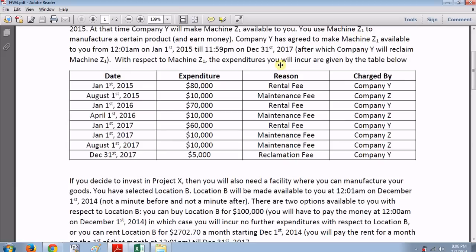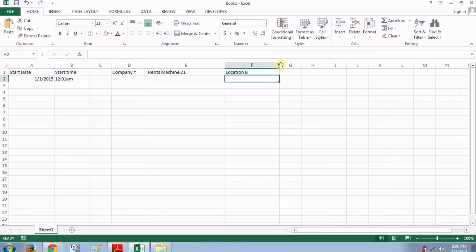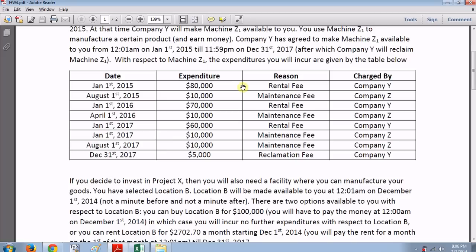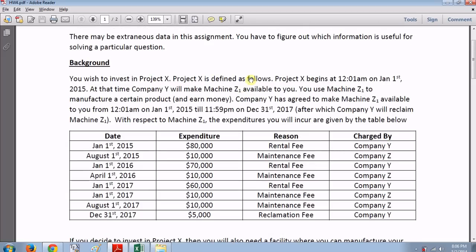What does the information say? If you decide to invest in Project X, then you'll also need a facility where you can manufacture your goods. You have selected location B. Location B will be made available to you at 12:01 a.m. on December 1st, 2014. Not a minute before, not a minute after. So this is going to be available December 1st, 2014.